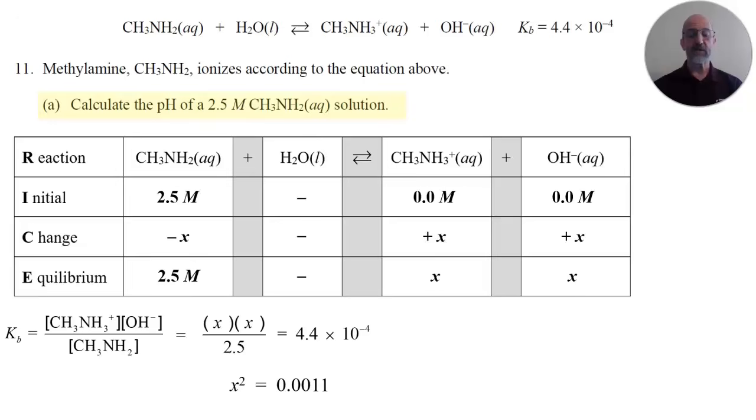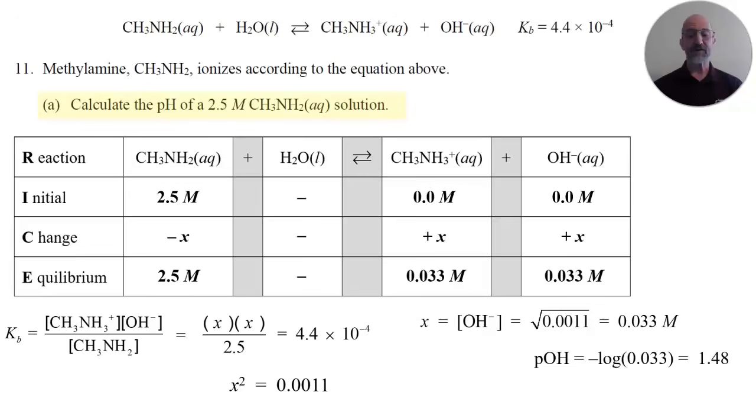0.0011. I will now take the square root of 0.0011 to solve for X. Now, be careful, because at this point, you might take the negative log of 0.033, and then you think that you're done. You think that you've got your pH because you just took the negative log of a number on your calculator. So watch what happens when I take the negative log of 0.033, and I get 1.48.